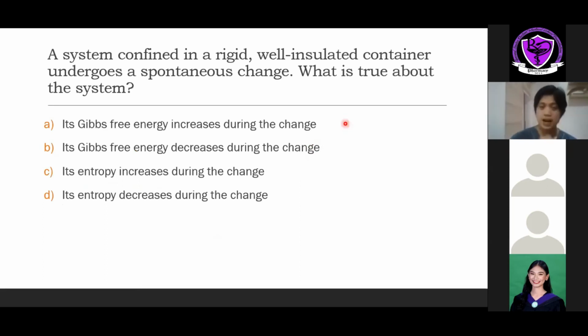Okay, next. A system which is confined in a rigid, well-insulated container undergoes a spontaneous change. What is true about the system? So, remember, we have different kinds of systems: open, closed, and isolated. First, alamin niyo muna anong klase siya dito. Rigid, confined. So, sure na tayo na it's not open. It's well insulated. Ibig sabihin, there is no exchange of heat energy. So, natatrap yung heat energy sa loob. Therefore, it's an isolated system.